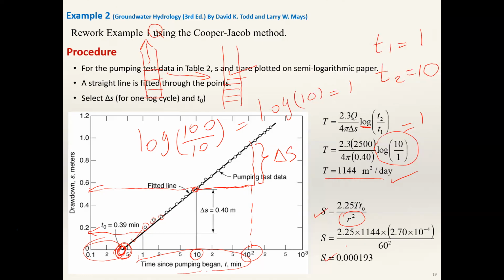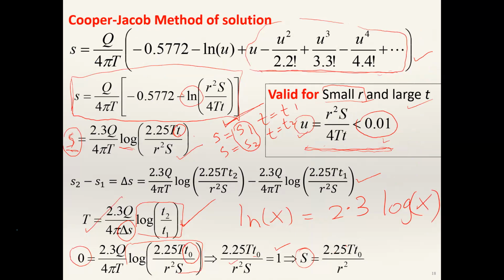All right. Remember, you use it under a certain condition. What is this condition? That is, U should be smaller, should be less than 0.01.